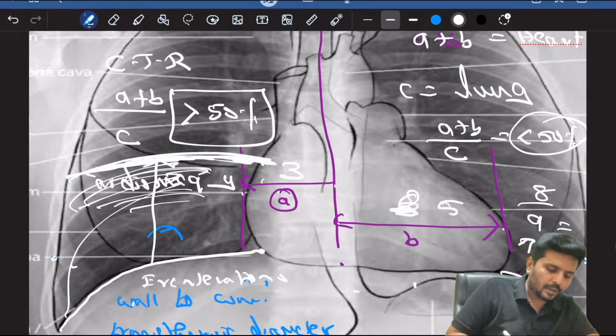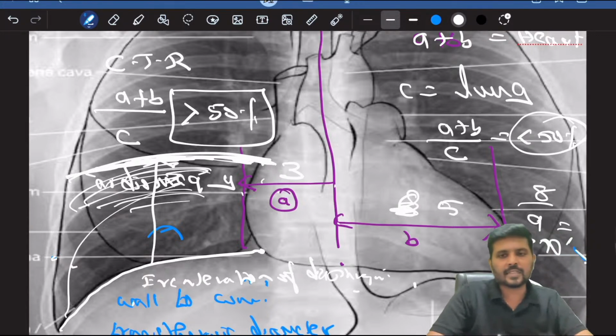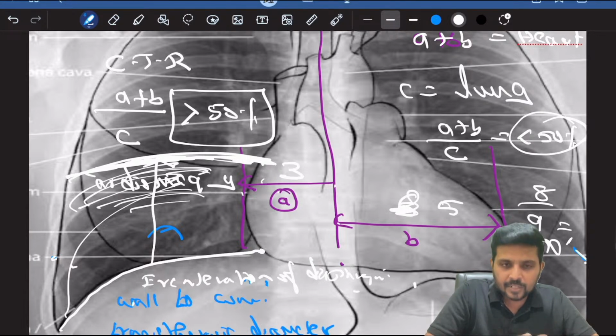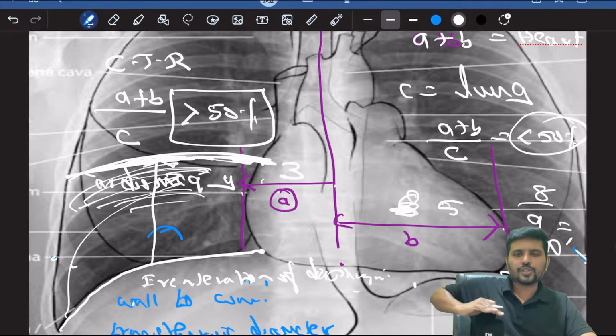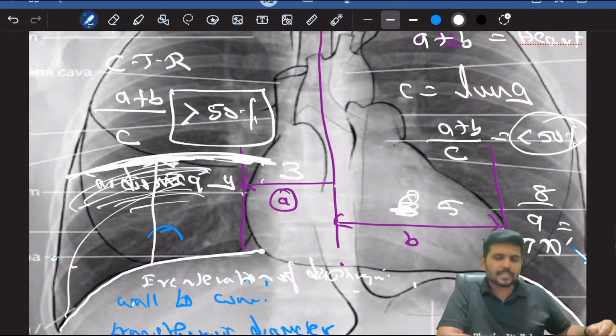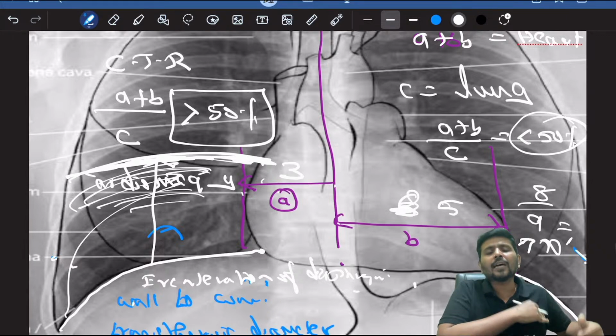That condition is called eventration of the diaphragm. Eventration of the diaphragm is nothing but one side of the diaphragm wall is weak, so that the liver is pushed up, maybe on the right side, and intestine or stomach bubble is pushed up on the left side.